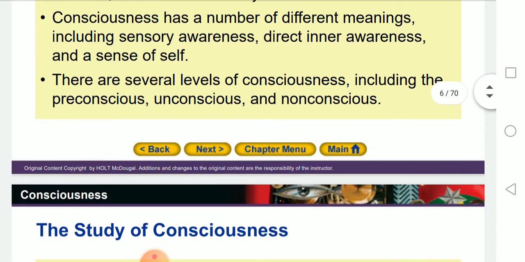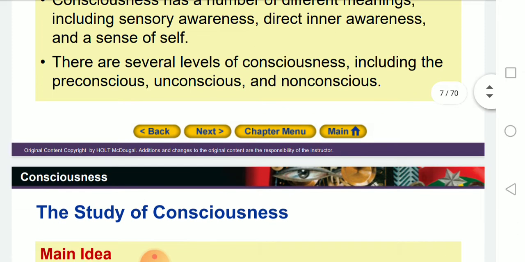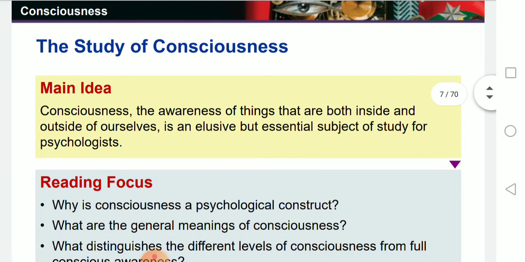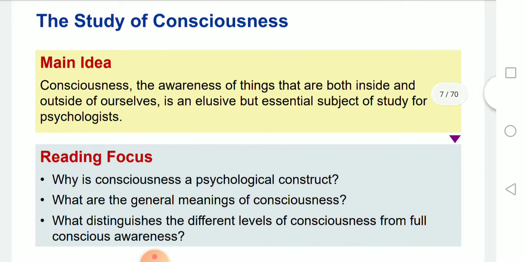Consciousness has a number of different meanings, including sensory awareness, direct inner awareness, and a sense of self. So there are several levels of consciousness, including what? The pre-conscious, the unconscious, the non-conscious. We're going to talk about this. So the main idea here: when I talk about consciousness, I'm talking about the awareness of things that are both inside and outside of ourselves, an elusive but essential subject of study for the psychologists.